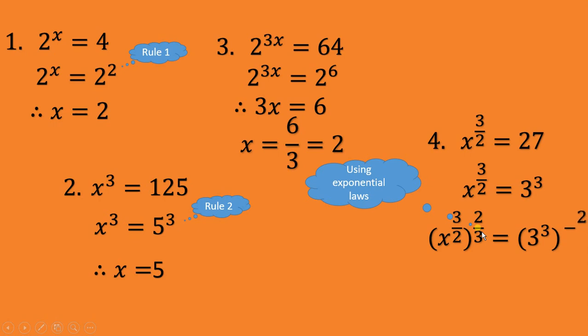But the golden rule, remember, what we do on this side, we must do on that side. So on both sides, we multiply by 2 over 3. So that 2 over 3 and that 3 over 2 cancel each other out. That 3 on the right side can cancel with the 3 on the other side. So those two 3's cancel. We are left on the left side with an x because the exponents have now cancelled, and we are left with 3 to the power 2 on the right side, which actually gives me a value of 9.